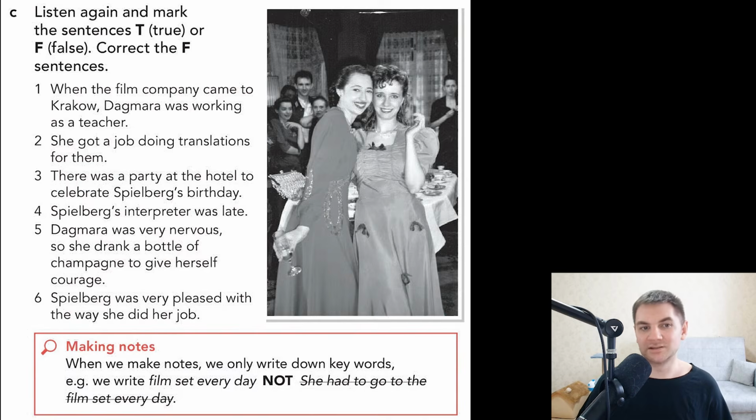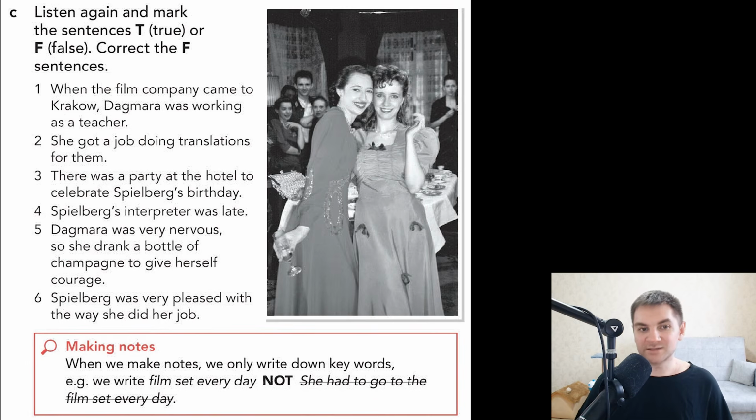Now part C. Listen again and mark the sentences true or false. Correct the false sentences. 1. When the film company came to Krakow, Dagmara was working as a teacher. 2. She got a job doing translations for them. 3. There was a party at the hotel to celebrate Spielberg's birthday. 4. Spielberg's interpreter was late. 5. Dagmara was very nervous, so she drank a bottle of champagne to give herself courage. 6. Spielberg was very pleased with the way she did her job.